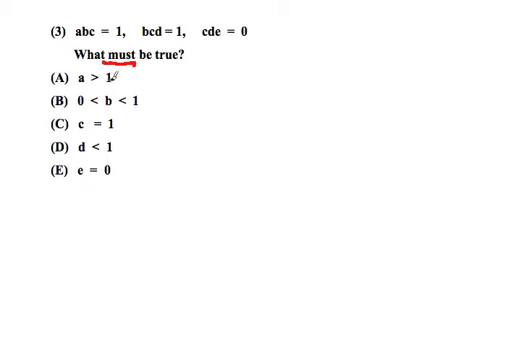Must a be greater than 1? Well, a times b times c is equal to 1, but do they all have to be 1? No. A could be 10, b could be 1/2, and c could be 1/5. Or a could be 1/2, and b could be 10. So you really can't tell what the values of these could be. Or two of these could be negative. So it's not that a must be greater than 1.